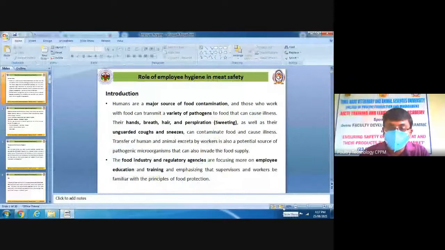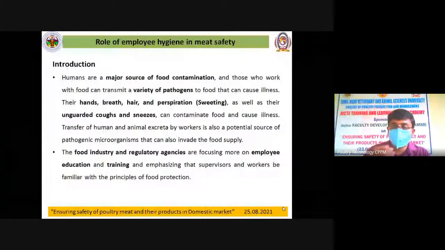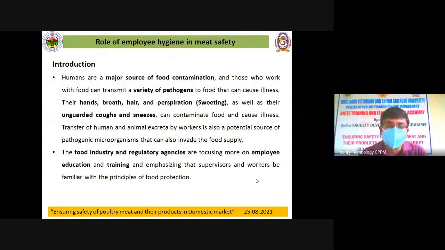A very good evening to all. So previously, sir has been covering about the cleaning and sanitation of slaughterhouse, poultry processing plant. Now we will see about the role and the importance of employees' hygiene in the meat safety.